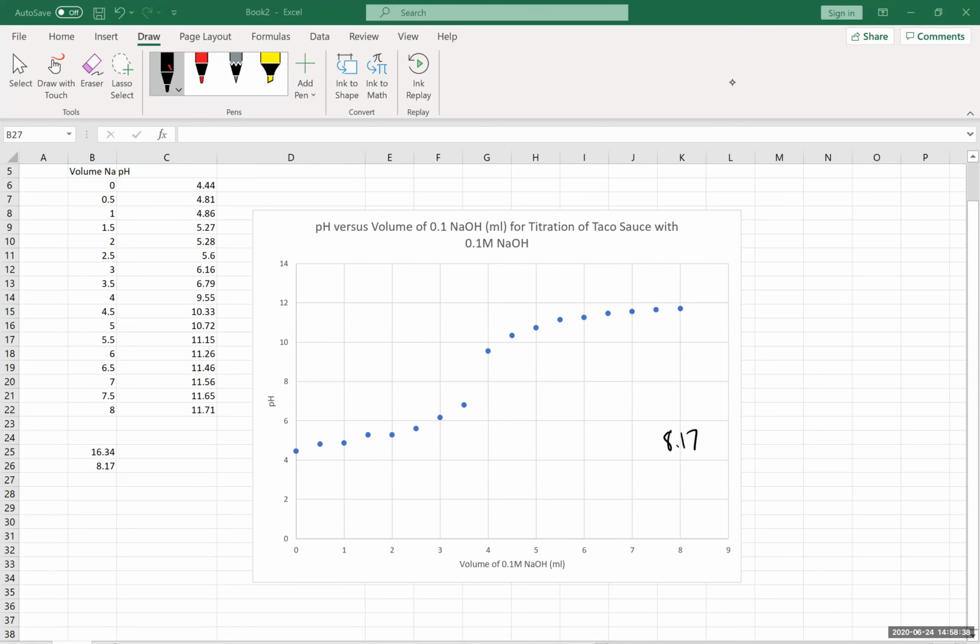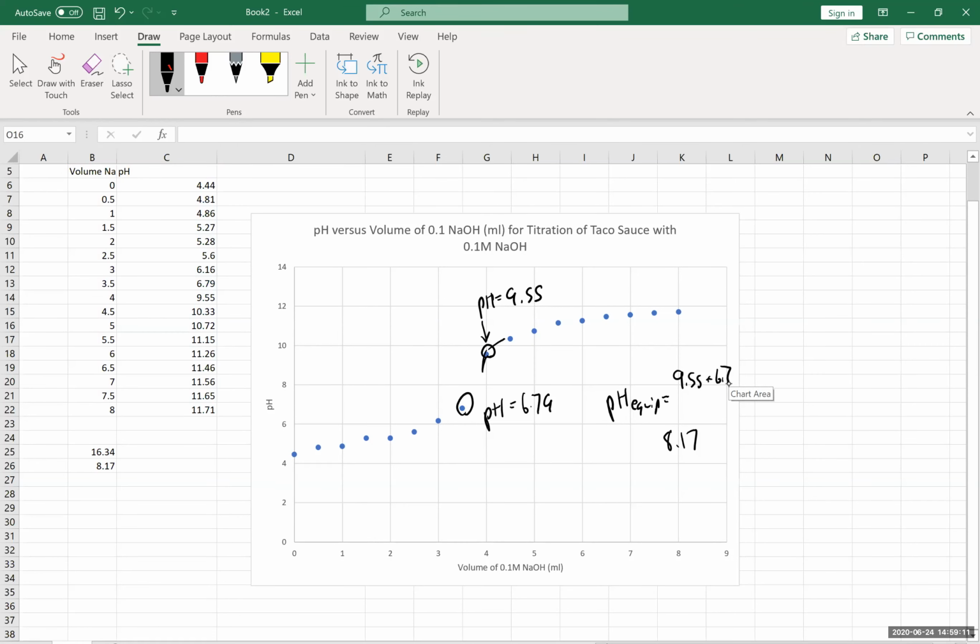I'm going to draw using Microsoft's features. So again, just to clarify, using the draw feature, this is inflection point 1, which has a pH of 9.55. This is inflection point 2, which has a pH of 6.79. The pH at the equivalence point is the average, so we take 9.55 plus 6.79, divided by 2, which gives us a pH of 8.17.